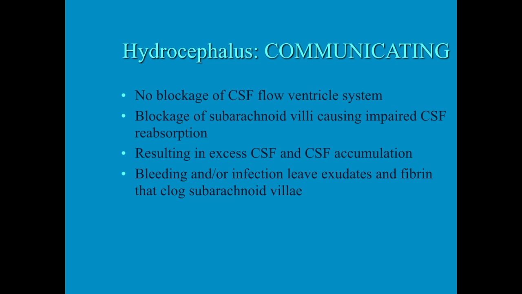When we have communicating hydrocephalus, there's no blockade of the flow itself. What the problem is, reabsorption is impaired. And so we end up having excessive cerebral spinal fluid and an accumulation of that excess. What can cause the blockade of the surfaces of the subarachnoid villi? Bleeding. It can just block it so that it can't flow through and diffuse correctly. When there's an infection and there is pus, it leaves an exudate as well as fibrin, and that is enough to clog off the villi in the subarachnoid space.